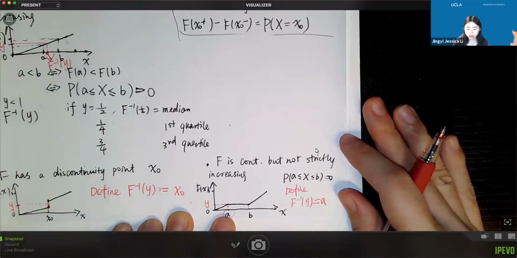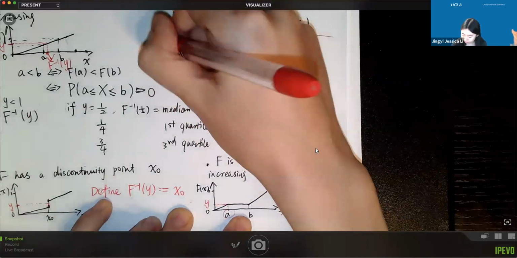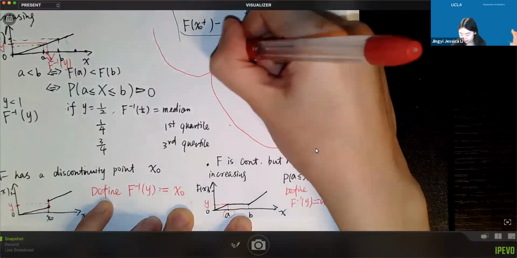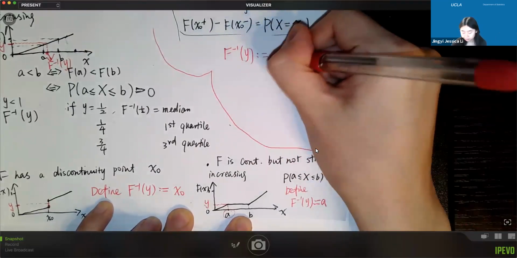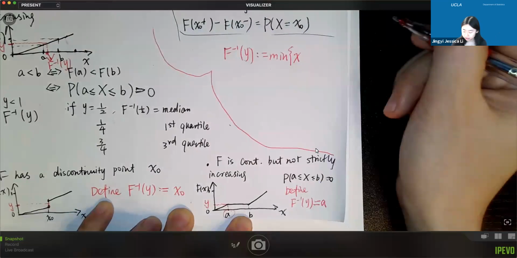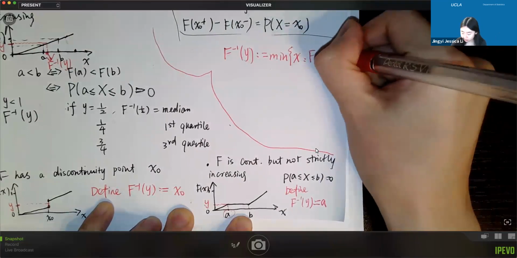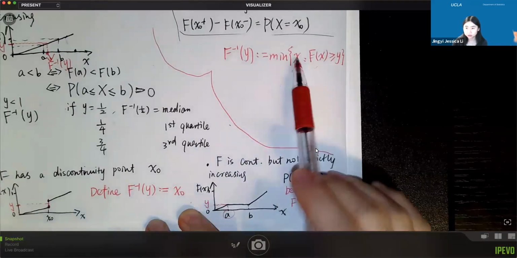So putting them together, we can have a unified definition of the quantile. And I'll put it here. So unifying them all together, the definition of a quantile is this. This is defined as the minimum of all the values in the domain such that the value of the CDF is greater or equal than y. That's the definition. And you can see that this definition will actually satisfy all the three cases.